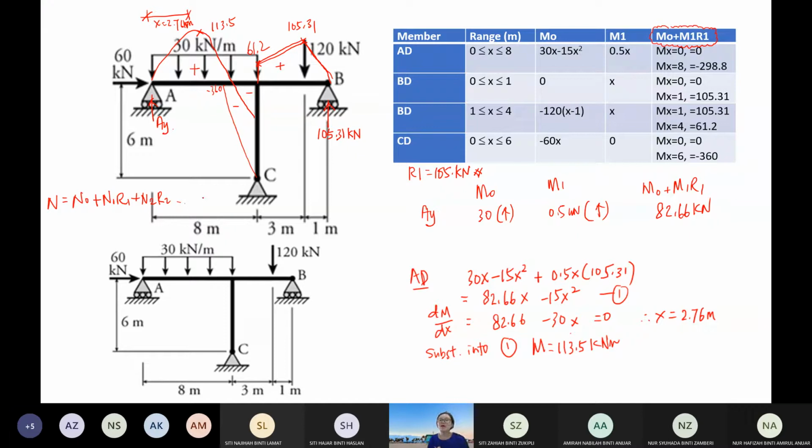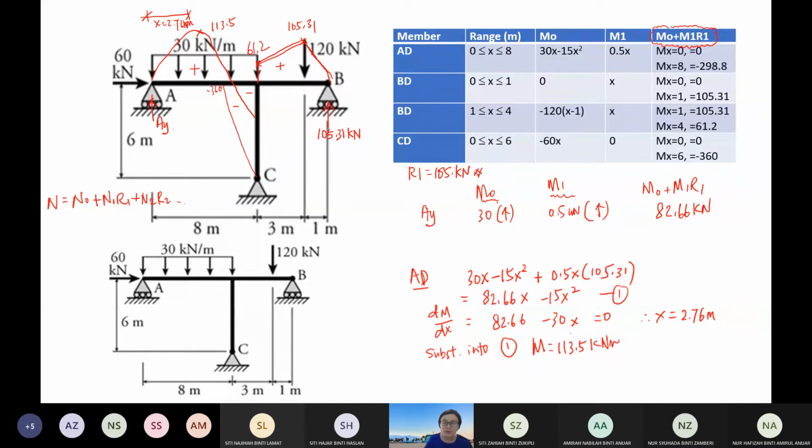Now we are going to use this equation again to get our support reactions. You can do the same thing for your truss. So how to do that? Now I want to determine AY, so my formula is M0 plus M1 R1. But now I'm not talking about the moments. I will be talking about AY happening in the primary structure M0 and AY solved in your redundant structure M1. So we are going to gather this data.